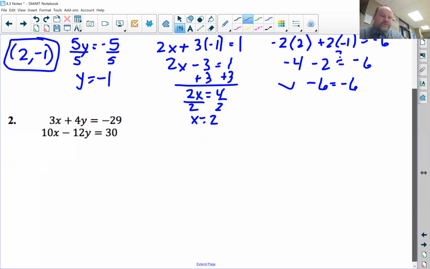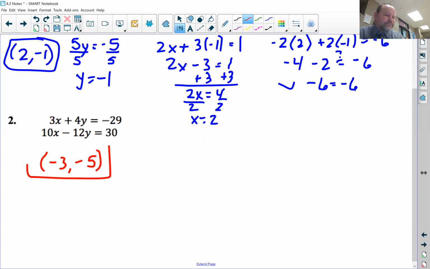Second system, the solution would be -3, -5. Do we need to see that one?